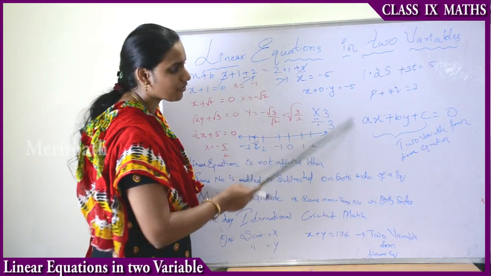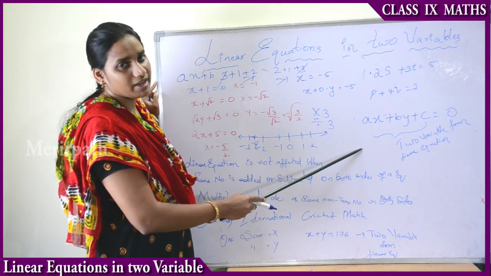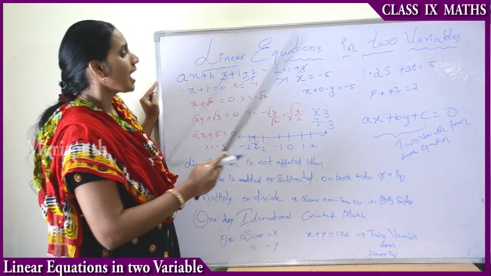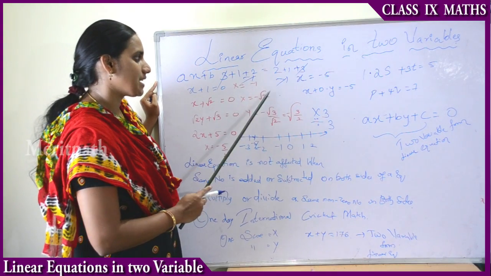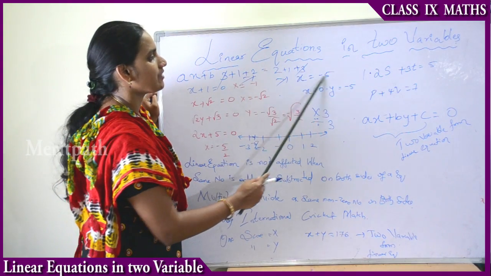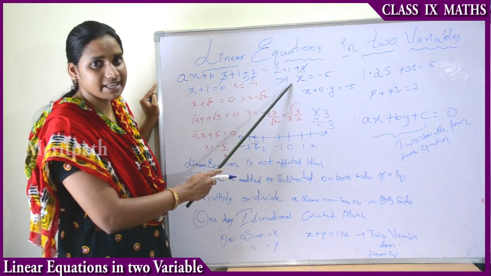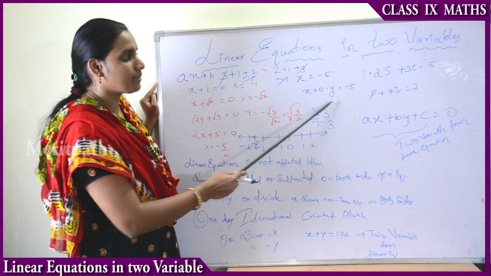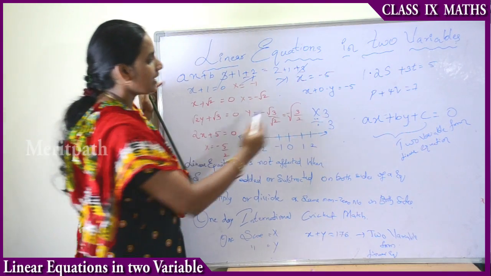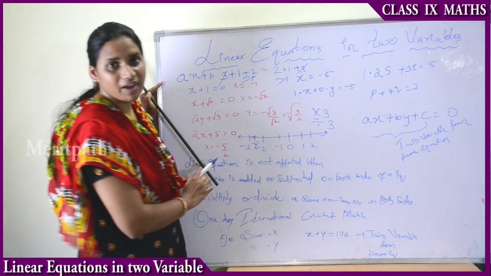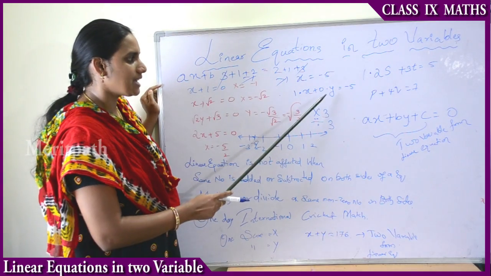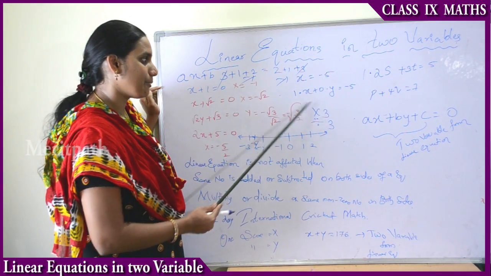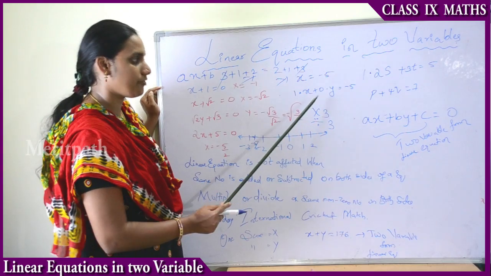This is the basic form we will be representing, the two variable form of a linear equation. Now let us take one more example, that is x equals to minus 5. This is a single variable equation, right? But we can represent it in two variable form also, that is 1 into x plus 0 into y equals to minus 5. Yes, 0 into y is 0. So we can represent it in two variable form also.